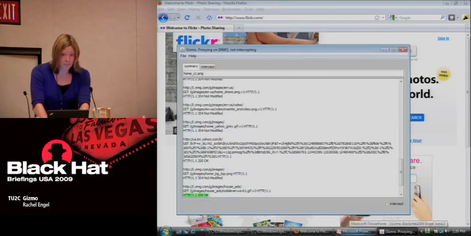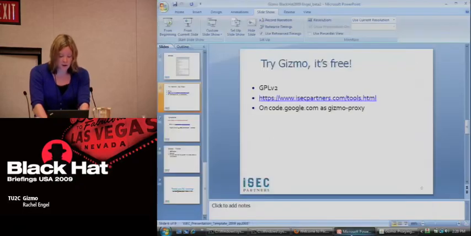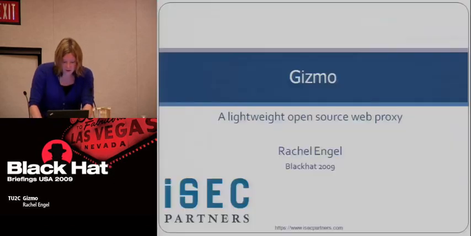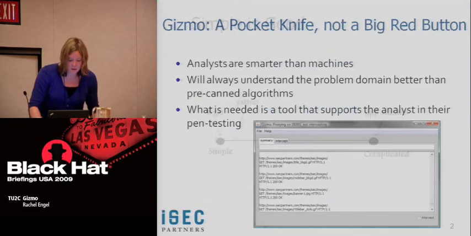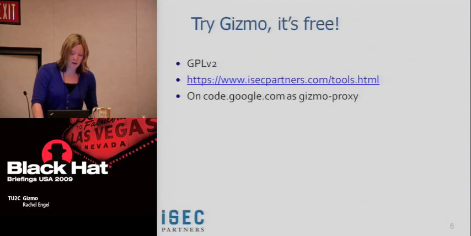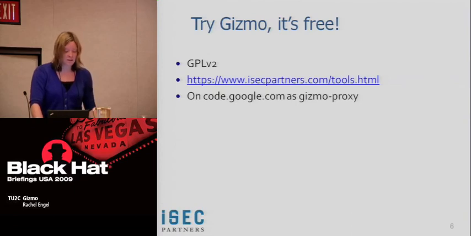And that is Gizmo. It's meant for quick and easy penetration testing of websites. And actually, that one's pretty short. So I'll get you back on the slide here, and I'll get this up to the URL that has the URL you can download Gizmo from. You can get it from iSec Partners. If you go to isecpartners.com/tools, there's a copy of it there. It's also on code.google.com as Gizmo Proxy.